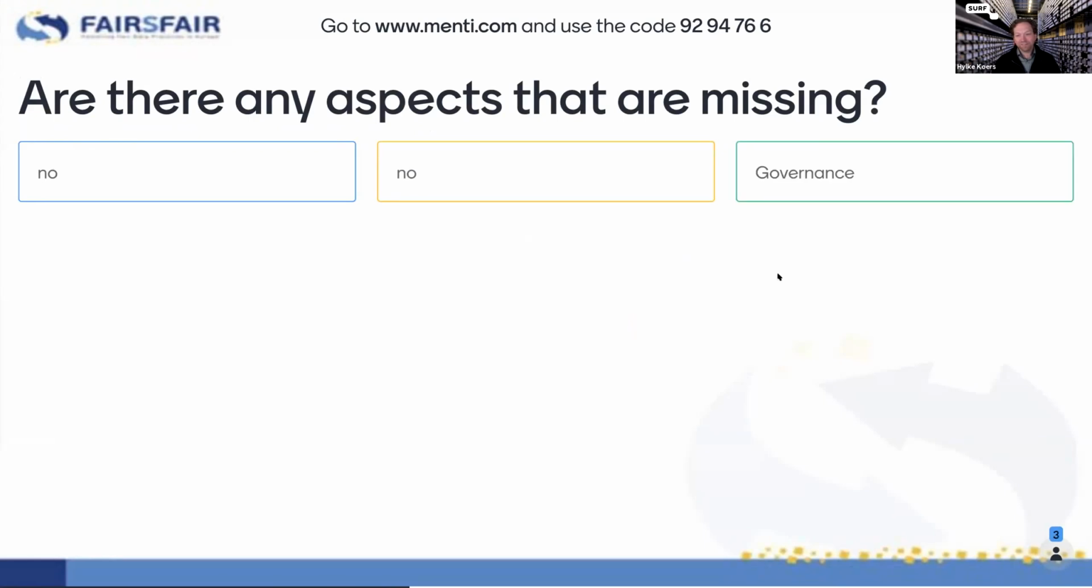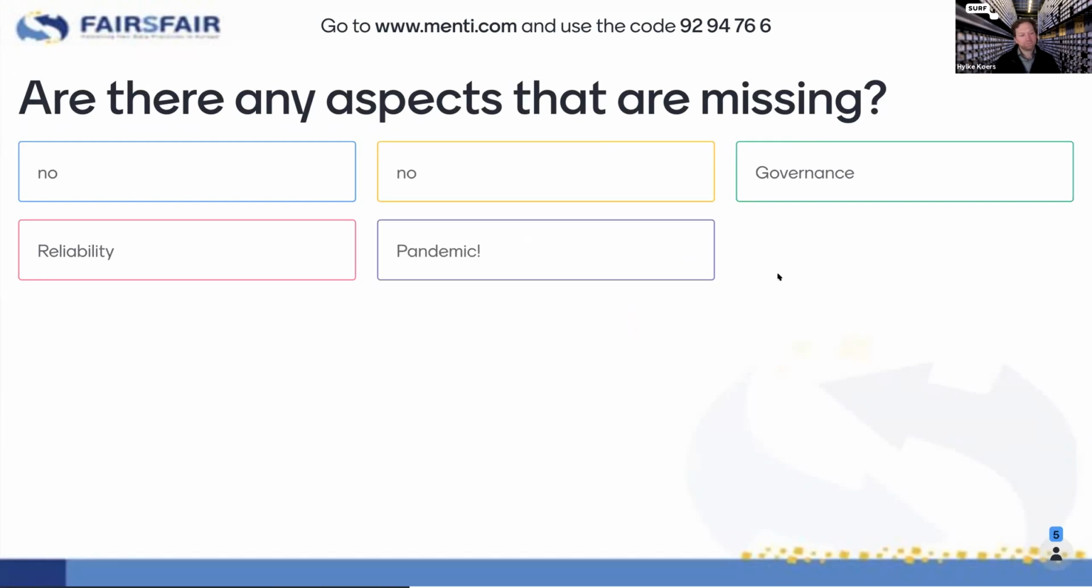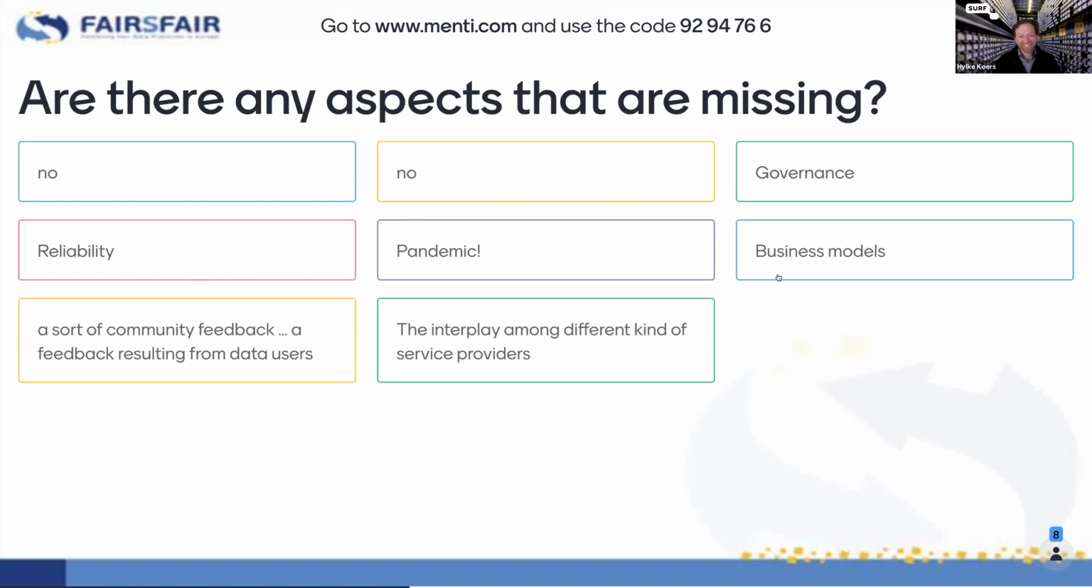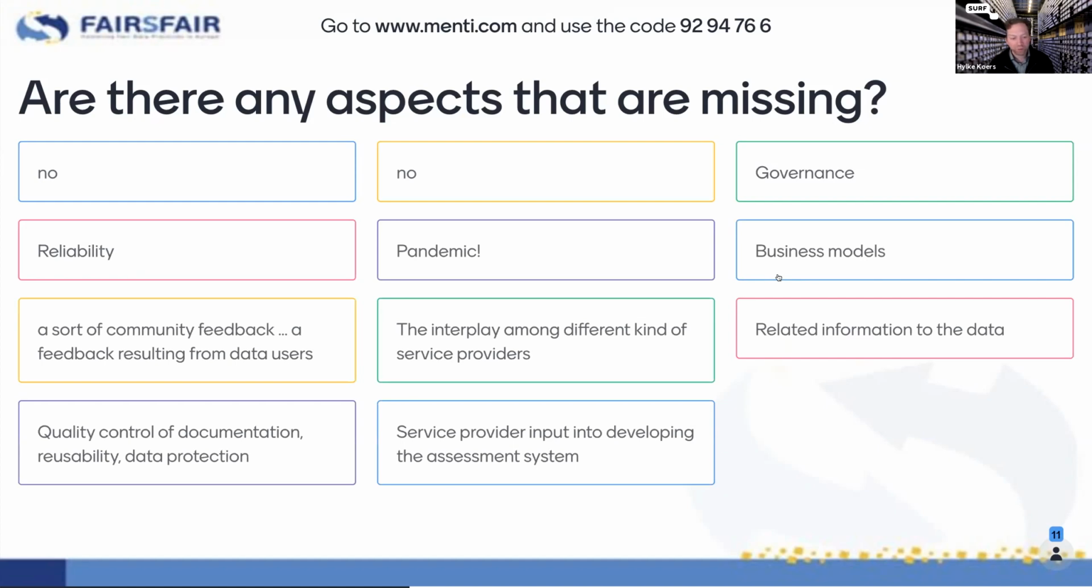Still no? Governance? Yeah, thank you for that. Reliability? Pandemic, yes, we definitely missed to factor out the pandemic aspect. Business models, yeah, that's a good one. Interplay, community feedback. Related information. Thanks, all good feedback.